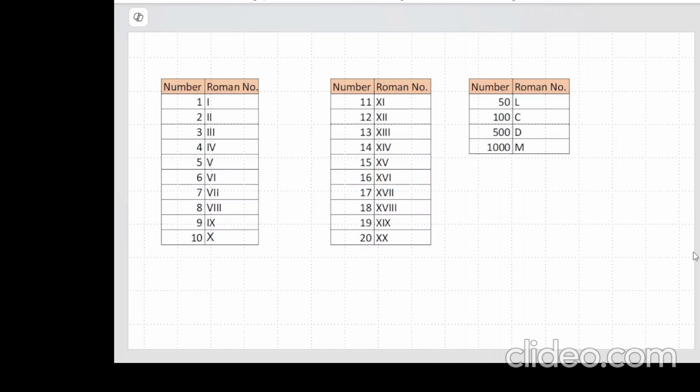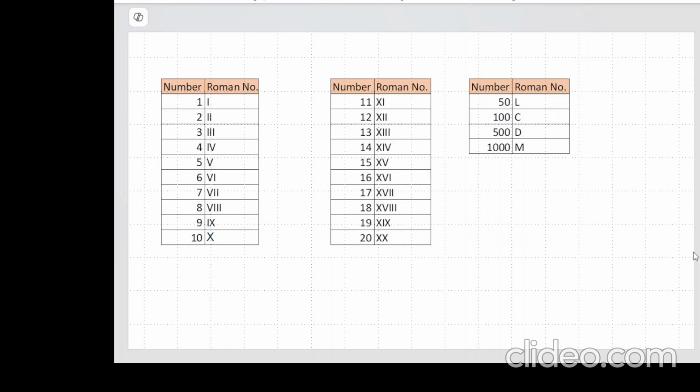Here are some Roman numbers from 1 to 20. So 1 is represented as I in Roman numbers. 2 we will be writing as I and I. 3 we will be writing as I I I. 4 we will be writing as I and V. 5 we will be writing it as V.